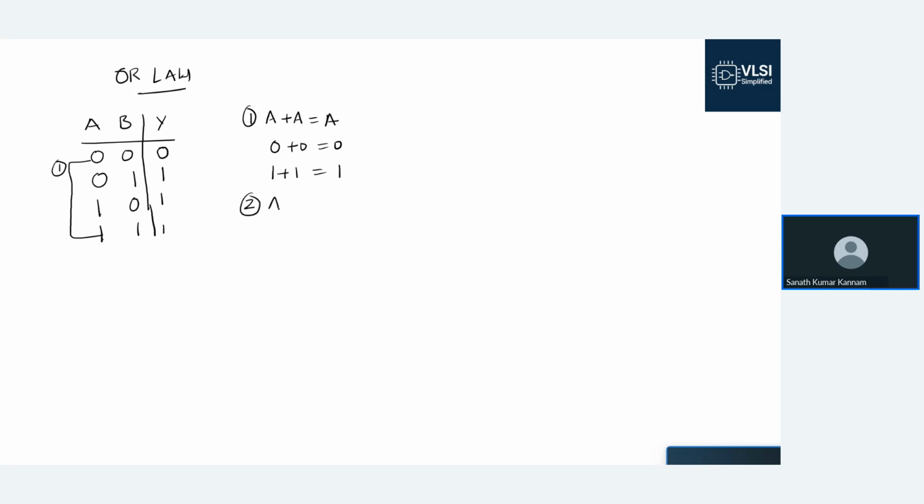Next, A or 0 equals what? A. A or 0 equals A means you can take the first one and the third one. This is the second law. So A is 0 with 0 equals 0, you are getting A itself. And 1 or 0 equals what? A is 1, so you are getting 1 itself.